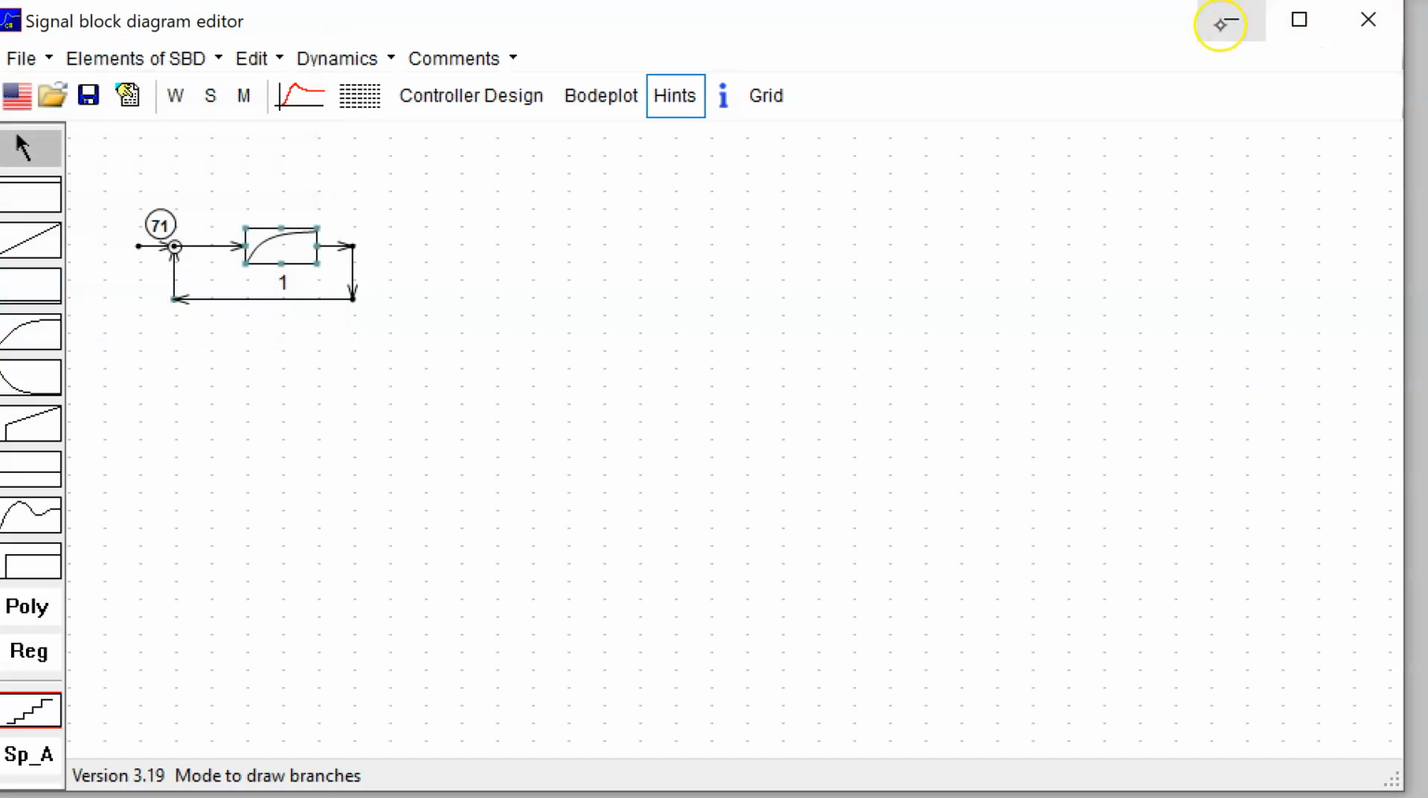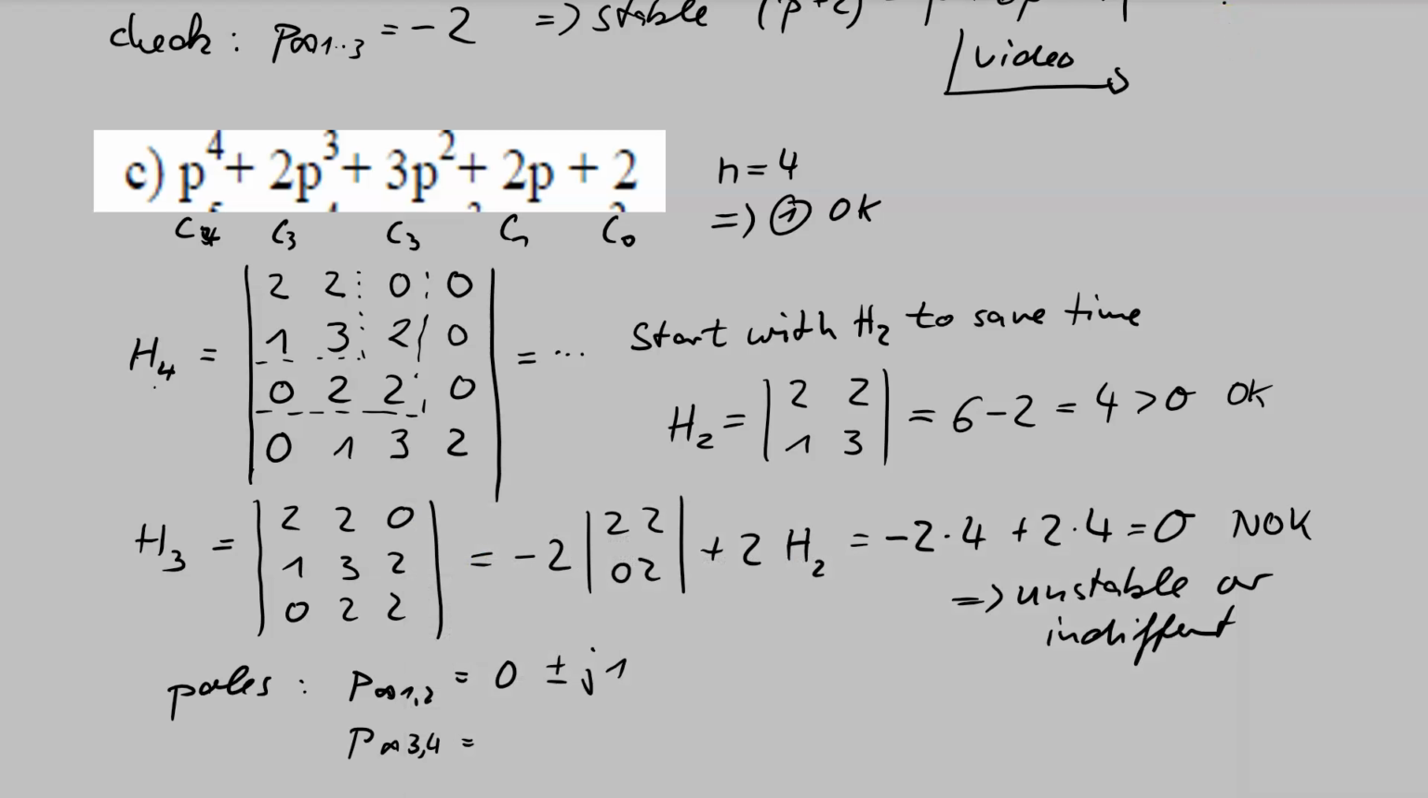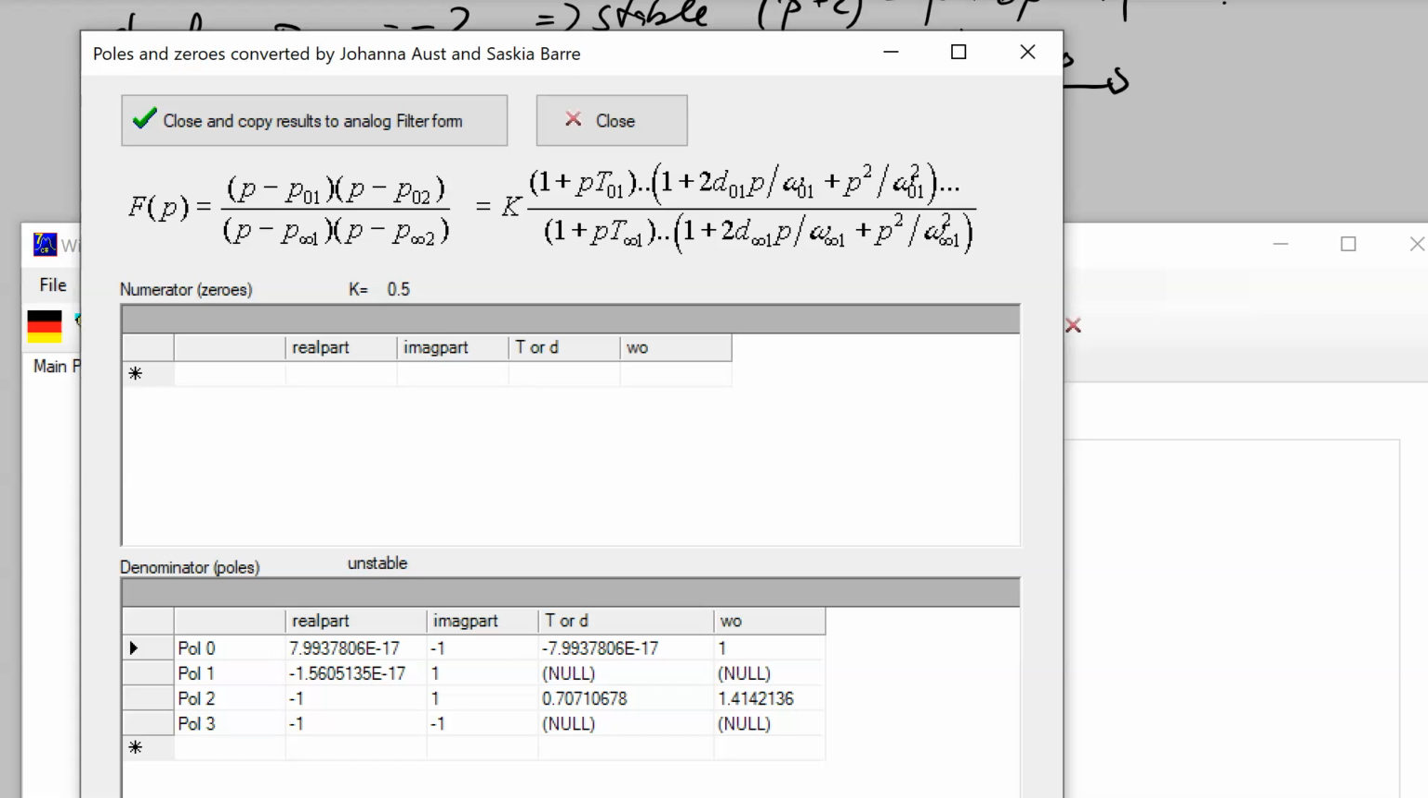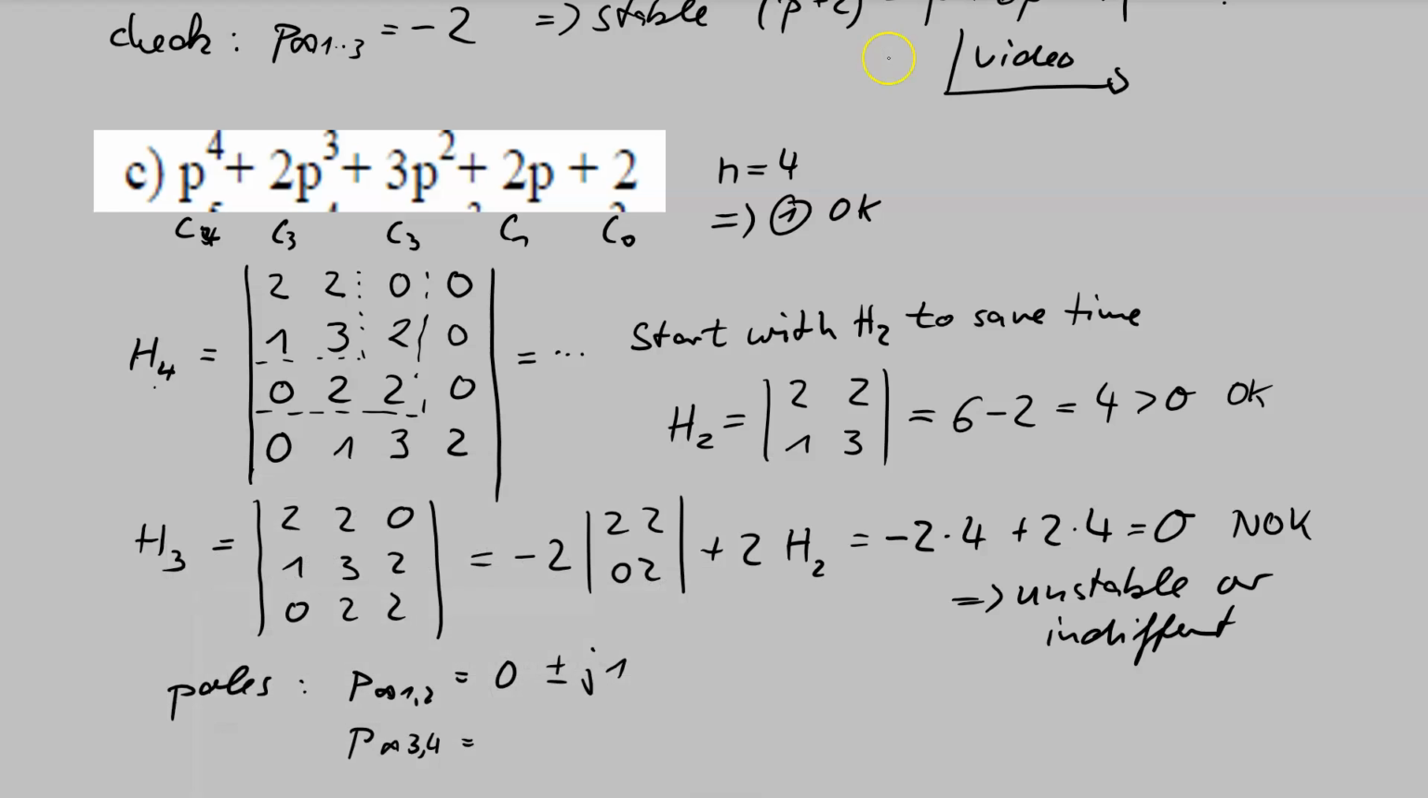Nein, back to the program. Das war schon wieder falsch. Oh man, wo ist das Programm? Da. -1 plus -1. Ja, genau. -1 plus and minus j1.